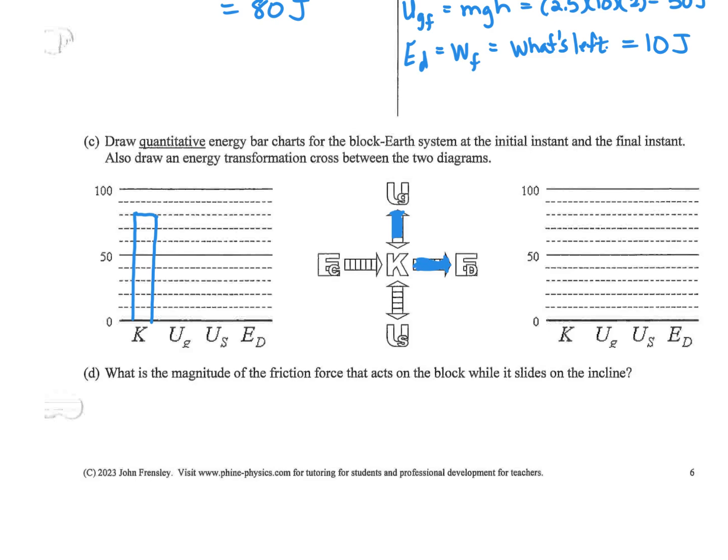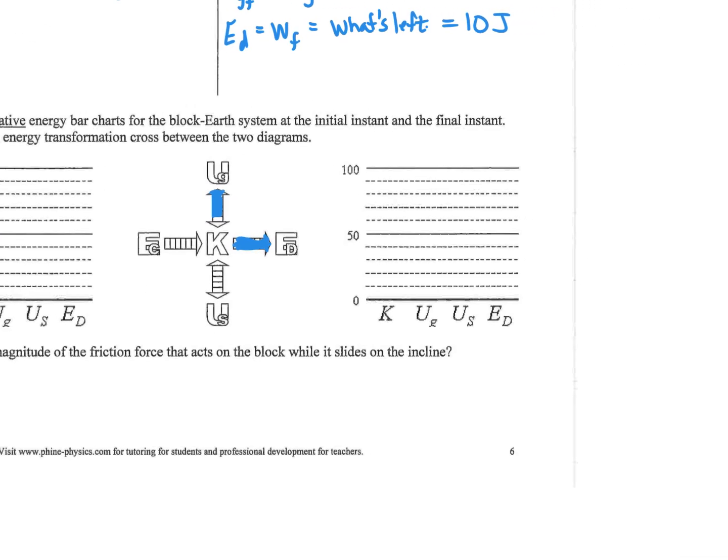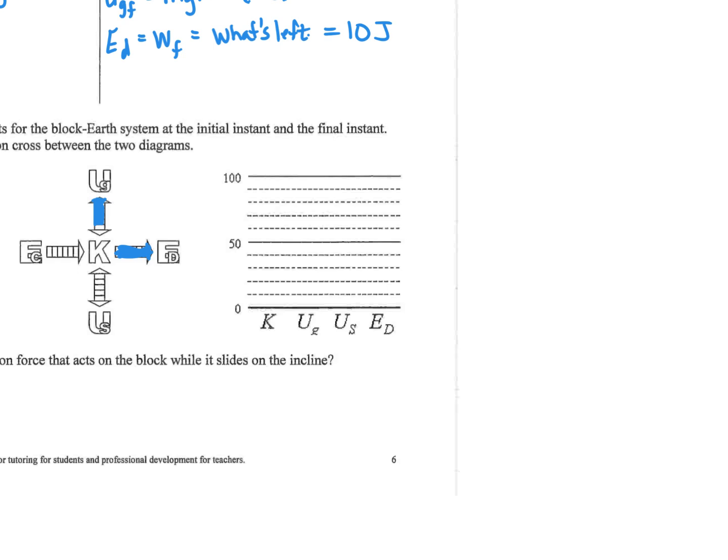All right, so now we know that it had 20 left here, so there's my 20. I knew it ended up with 50 here. And it ended with no spring, and it ended up with 10 here. So now I can draw my bar graph based on what I knew.